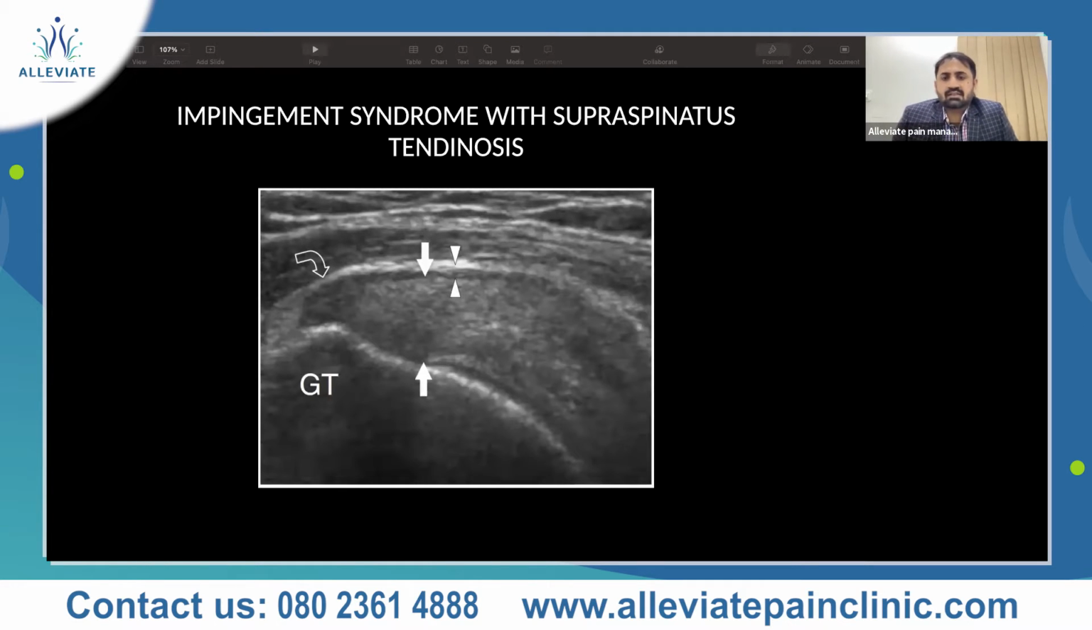So how will that look on a sono image? Basically, there will be thickening of the supraspinatus tendon. The bursa is here. You will not be able to make it out, but there is bursitis here. The attachment at the GT is rounded up. So all these things are there. And if you take an arthroscopic image of the same, you will see that it is more erythematous, more reddish.